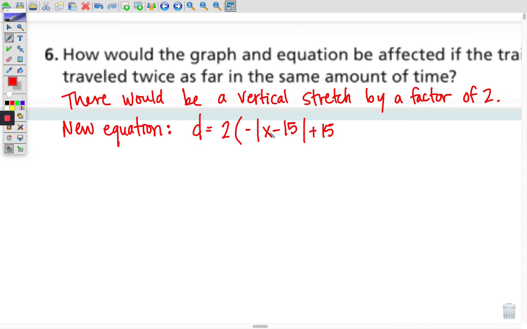And then what we have to do is distribute the 2. We're going to distribute the 2 to the negative. We do not distribute within absolute value bars. You can't do that. So our new equation is negative 2 times the absolute value of x minus 15 plus 30.